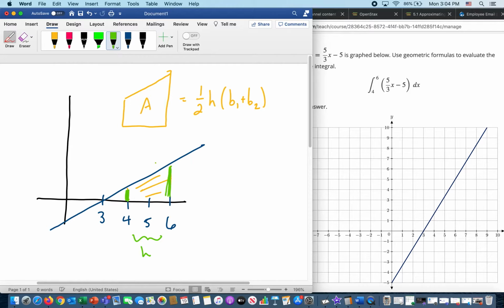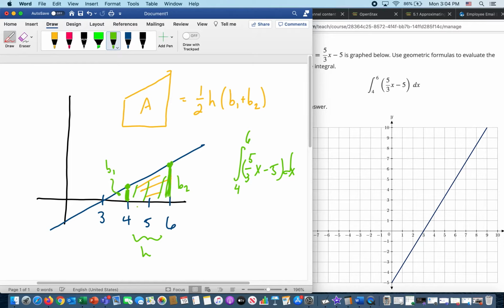I'm going to use the formula that I was given. I'm asked to integrate 5/3 x minus 5 dx, and find out what this thing's equal to. Well, this expression is going to equal the area of this trapezoid. So I need to know what is the height here and what's the height there. That's going to give me my base 1 and base 2 values.